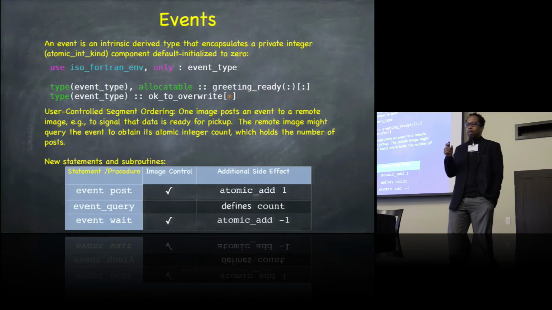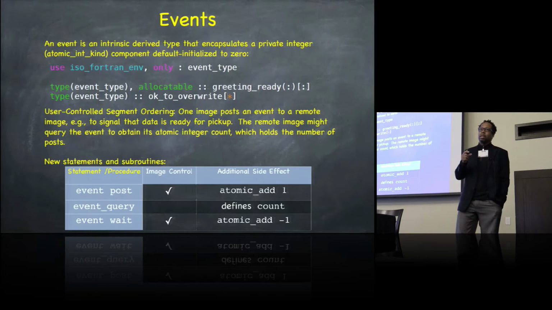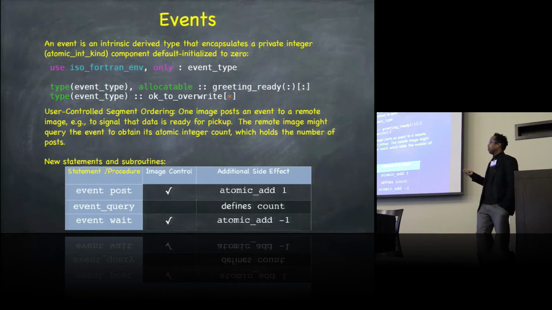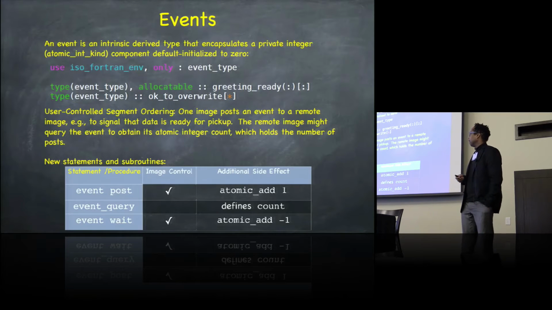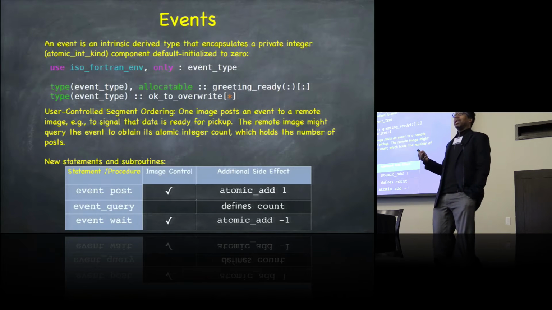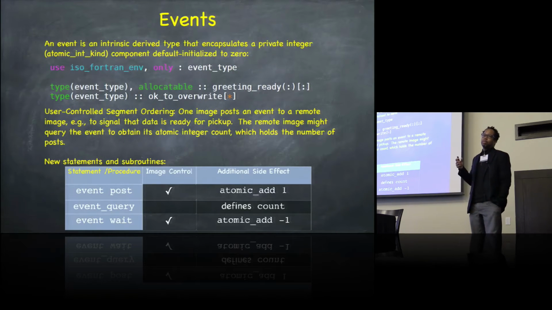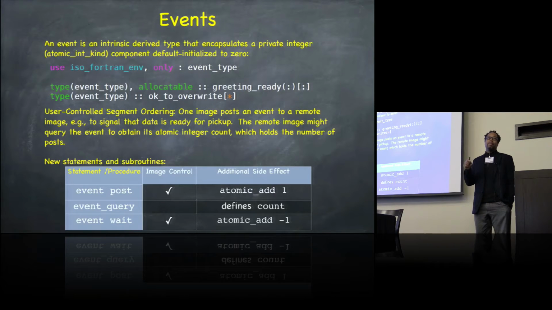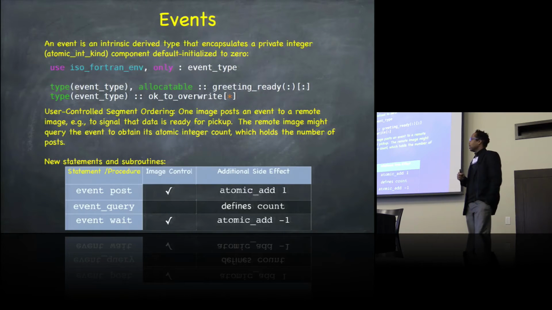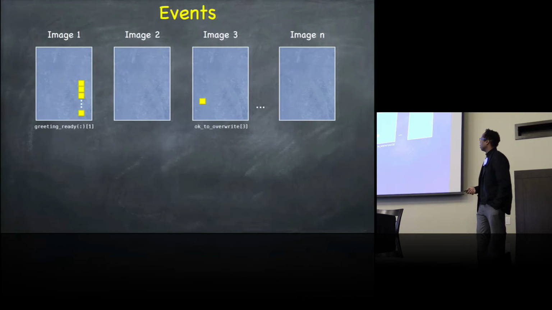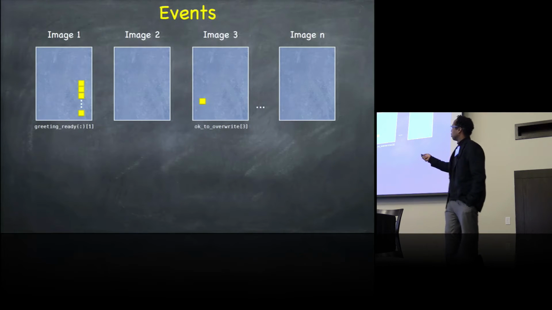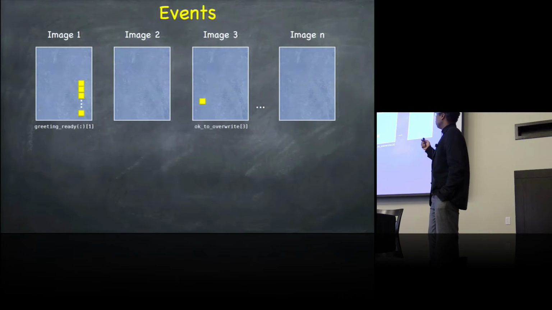But the language is careful about the semantics to prevent you from shooting yourself in the foot, to do things like an event post, which will oftentimes be a remote operation, or event wait, which involves a lot of waiting. You wouldn't want to do that kind of thing inside of a do concurrent loop, and the language prevents that by saying that you can't do any image control inside a do concurrent. You can query inside do concurrent, and queries have to be local, so that's at least some help there in terms of performance.